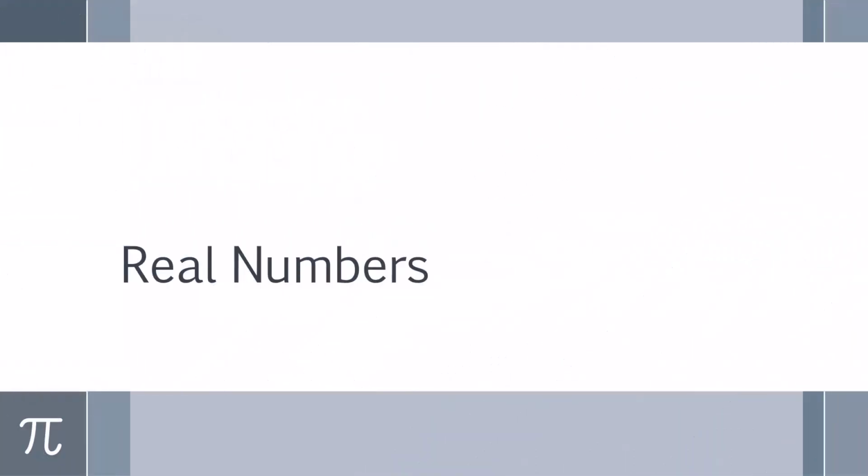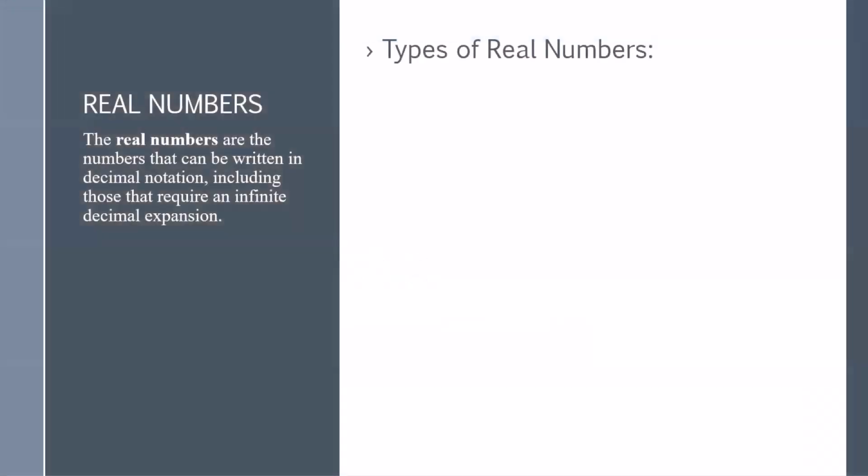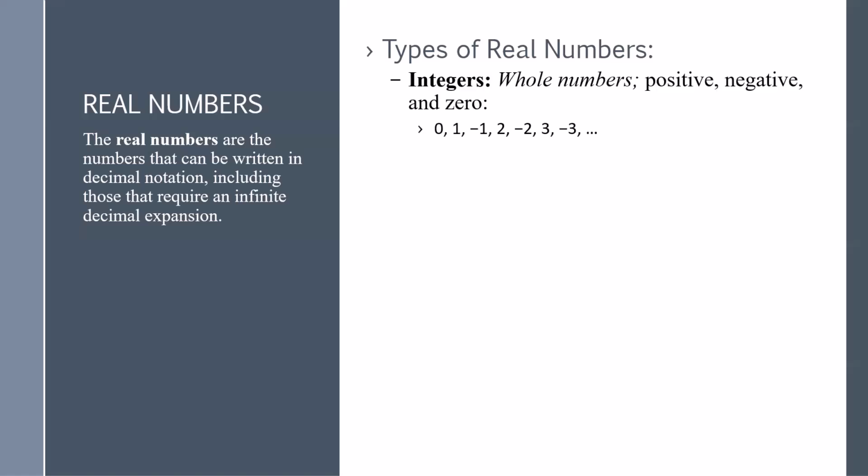Real numbers. Real numbers are the numbers that can be written in decimal notation, including those that require an infinite decimal expansion. There are many types of real numbers, including whole numbers. These are numbers that are positive whole numbers, negative whole numbers, and zero. Things like 1, negative 10, 15, 0, negative 35, etc.